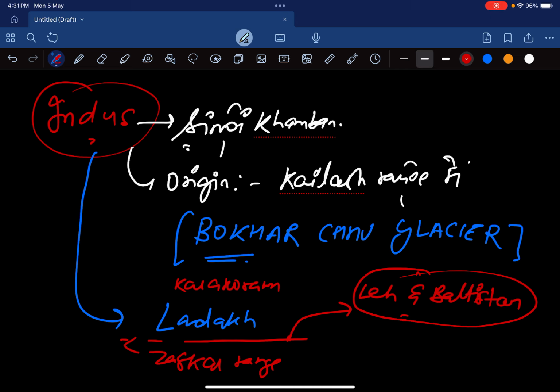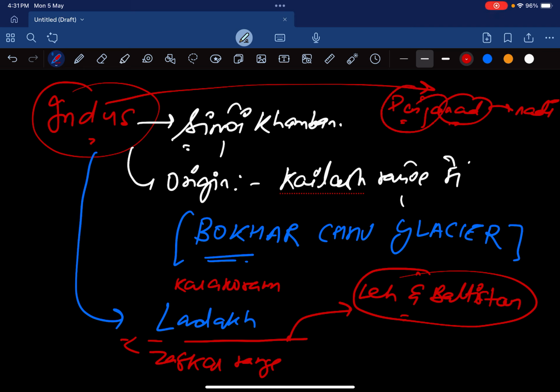Further, Indus is also called as the Panj Nad. Nad means Nadi and Panj means 5. So it is made up of 5 rivers. We all know Jhelum, Chenab, Ravi, Byas, Satluj, right?